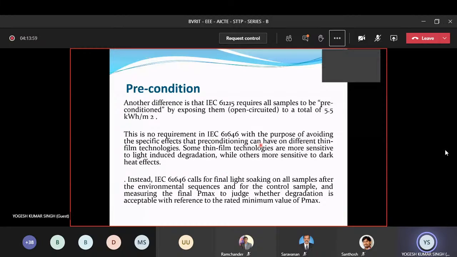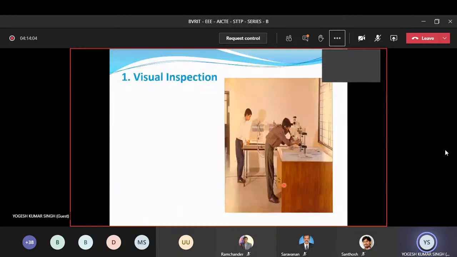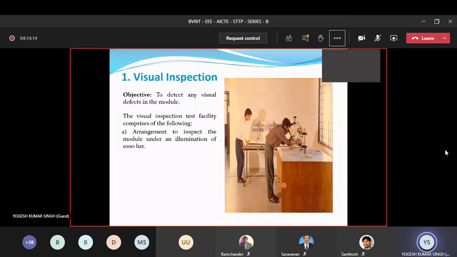The first condition is the visual inspection. What is the meaning of visual inspection? What is the objective? The objective is to detect any visual defect on the module. In the visual inspection, we take the following things. We arrange the inspection of the module under an illumination of 1000 lux.